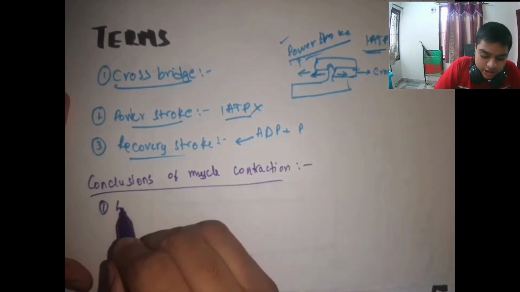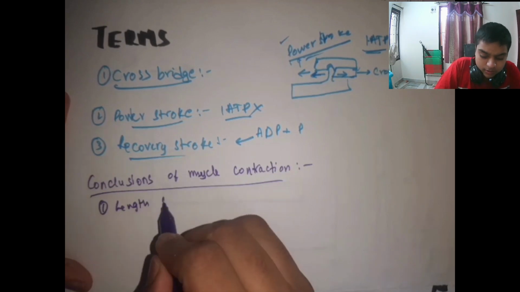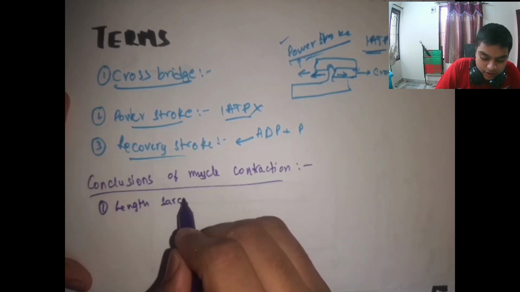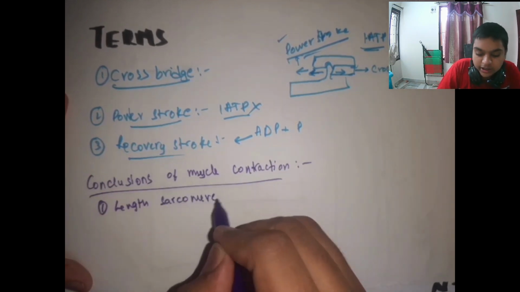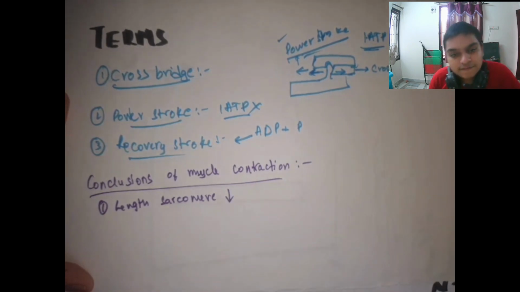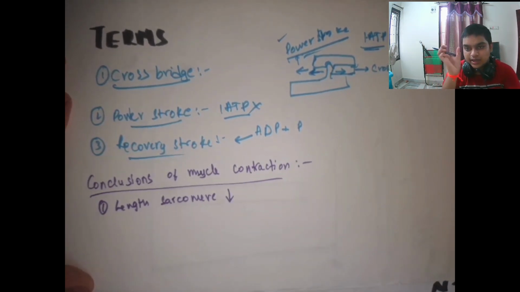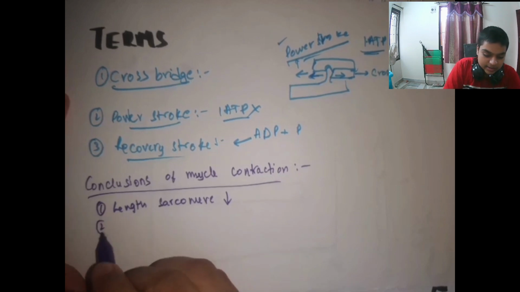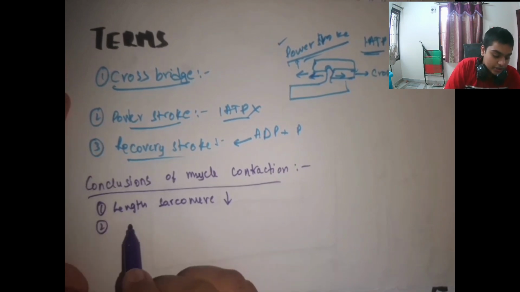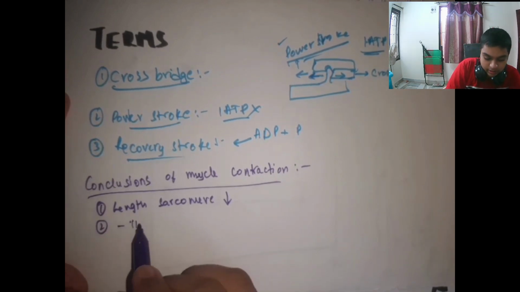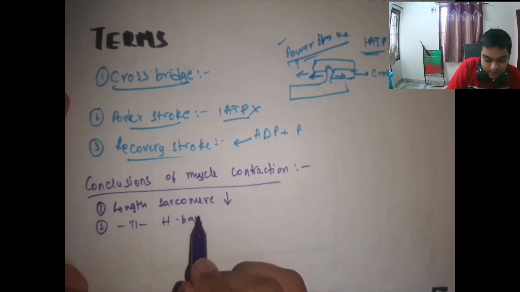The first conclusion is length of sarcomere decreases. Z line contract, length decreases. Second one is length of H band is also decreased. What is H band?